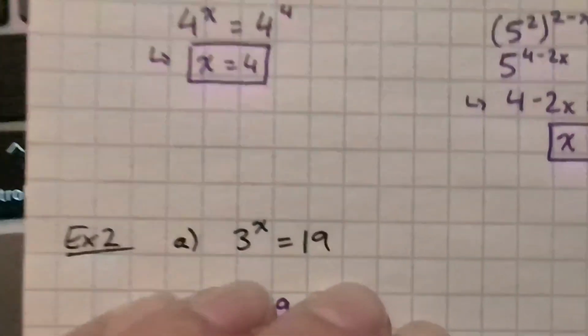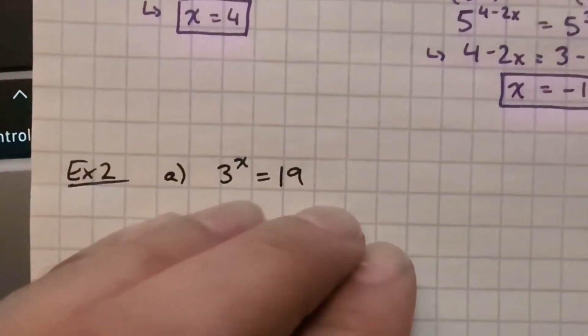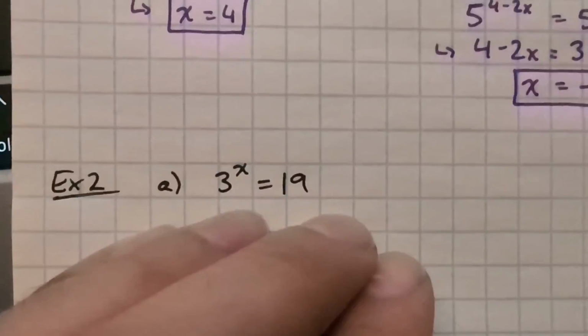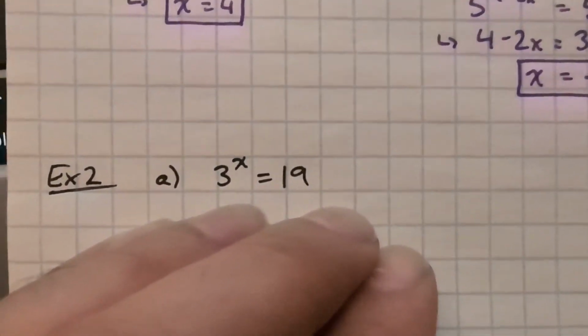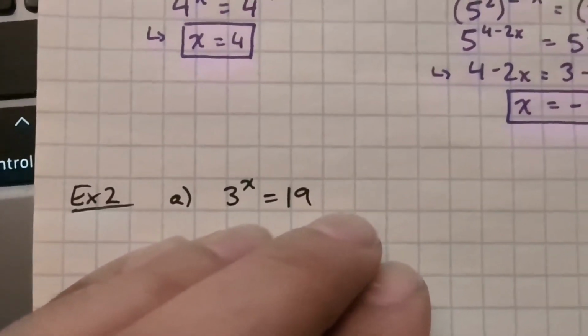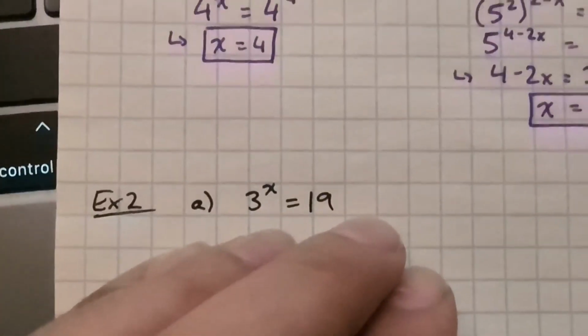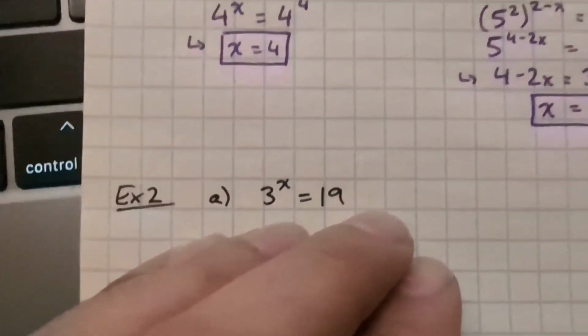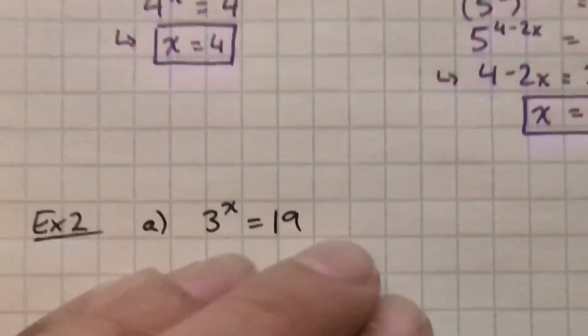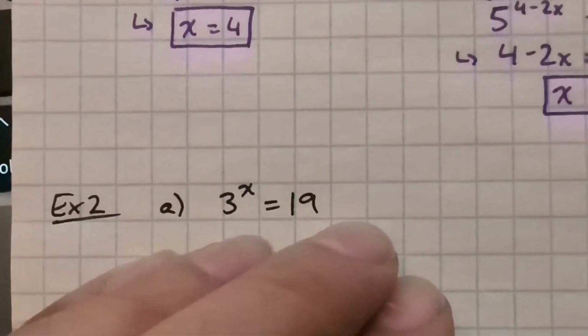Last year in the 3U course, at least how I've taught it in the past, if we had something like this, you would have had to sit there with trial and error and try to figure out what exponent can I put on 3 to get 19. And so we know it's somewhere between 2 and 3 because 3 to the power of 2 gives you 9. 3 to the power of 3 gives you 27.